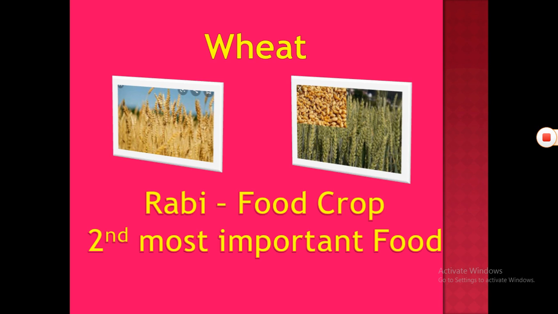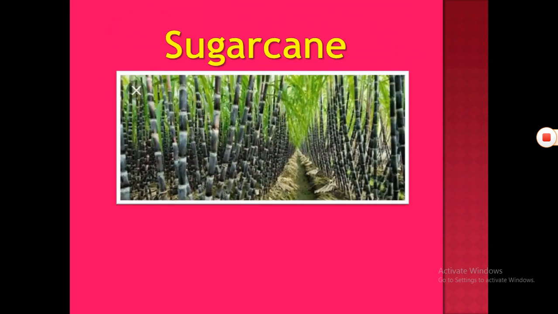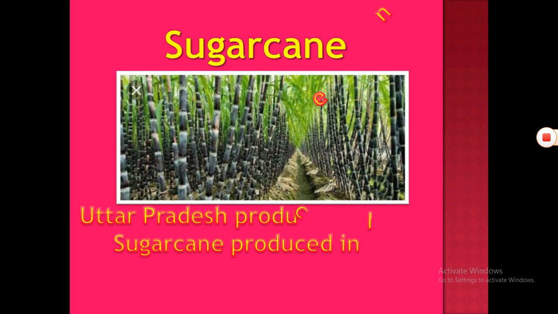Third one, sugarcane. Sugarcane requires plenty of water and fertile soil. Uttar Pradesh produces half of the sugarcane. Other leading producers are Maharashtra, Bihar, Tamil Nadu, Karnataka and Andhra Pradesh. Sugarcane requires plenty of water like rice, and fertile soil. Uttar Pradesh produces half of the sugarcane produced in India.